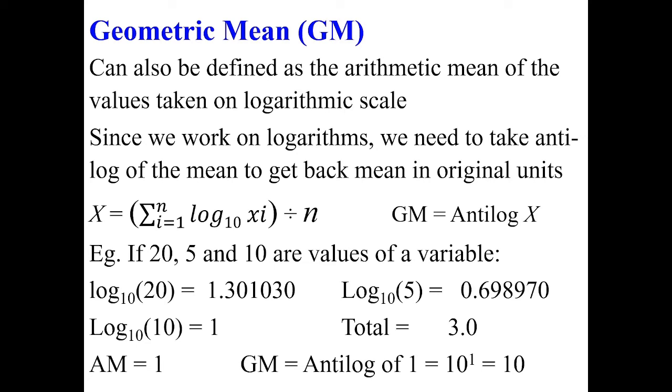If you have 20, 5 and 10 as three values of a variable, log 20 is 1.3010, log 5 is 0.6989 and log 10 is 1, total is 3.0. So the arithmetic mean of these three observations on log scale is 3 by 3, that is 1, and geometric mean is the antilog of 1, or 10 to the power 1, which is equal to 10, as we saw in the earlier calculation using the cube root. So geometric mean can be calculated as the product of n observations and taking the nth root, or the arithmetic mean of the n observations taken on a log scale, and at the end you take the antilog to get the mean in original units.